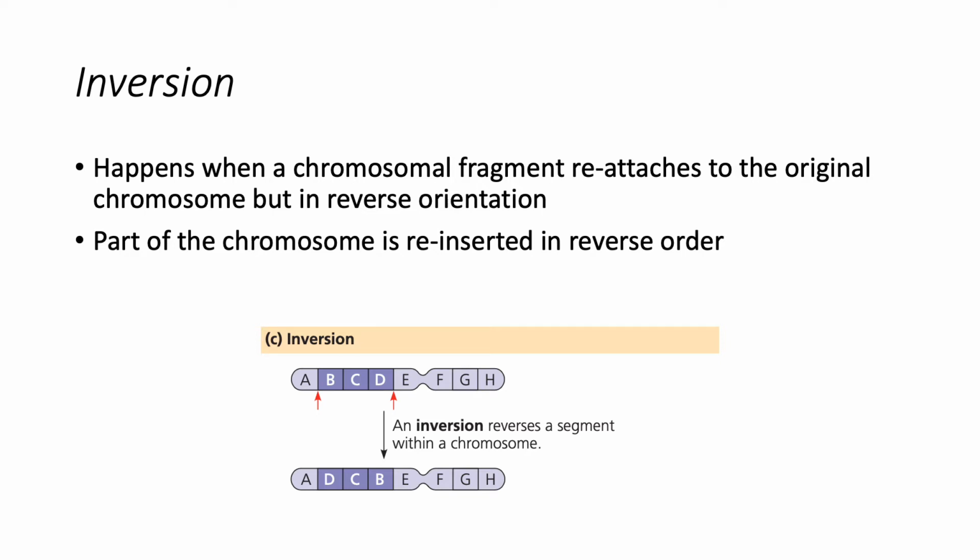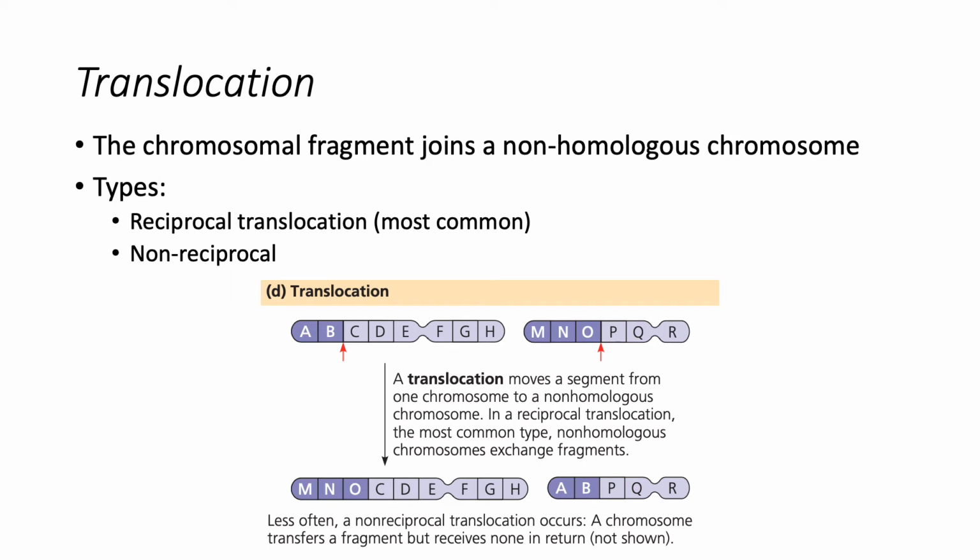The last structural alteration of the chromosome as a result of chromosome breakage is translocation. Translocation is the integration of a chromosome segment into a non-homologous chromosome.